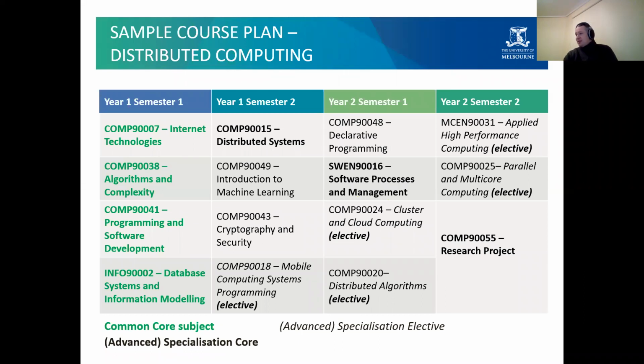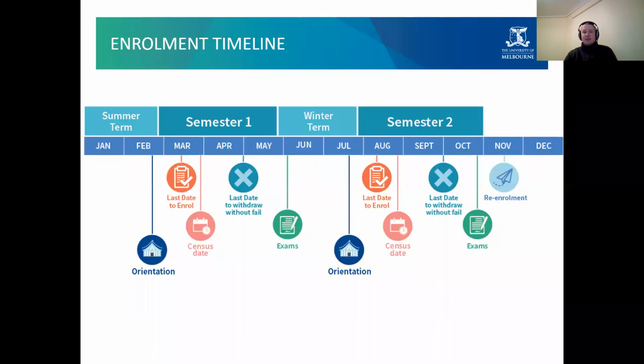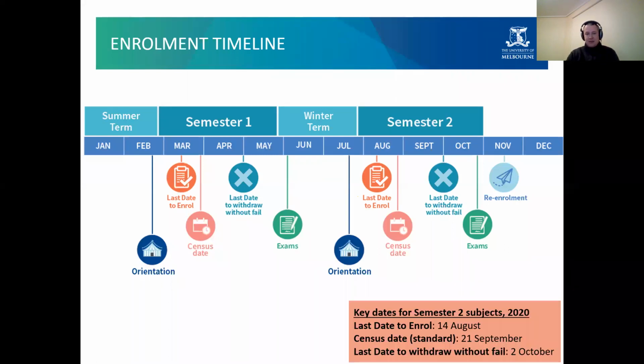All right, so let me go to the next slides. Now you need to be curious about your next steps. We are now here at the end of July. This is the orientation day, end of July. And now you should all be looking into enrollments and finalizing your enrollments for the first semester. There are some deadlines for that.